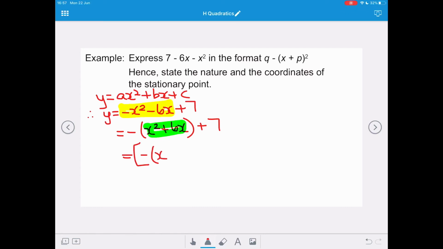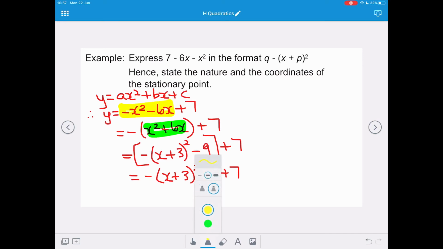And remember, we need to keep this part inside a separate bracket because we need to multiply by that negative 1 in order to combine the negative 9 with the plus 7. And so we're going to end up with negative (x plus 3) all squared plus 9 plus 7. Now we're going to need to collect our like terms together, but if we go back to the original question, it's asking us to put our answer in the format q minus (x plus p) all squared. And so we're going to put our 9 plus 7 at the start, so that's 16, and then we're taking away the (x plus 3) all squared.